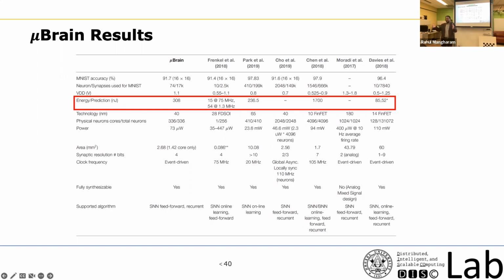Layer 1, layer 2, layer 3. And how we change the connections, you can implement convolution, pooling, and many other things.